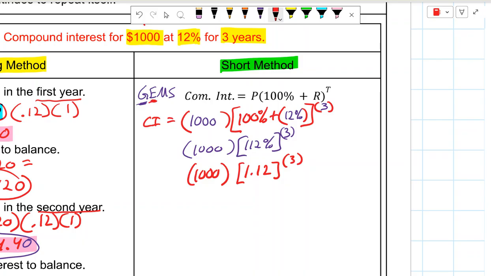And we have a 3 right here. And that just means that this bracket will be multiplied to itself 3 times. But before we start that, let's talk about calculators.